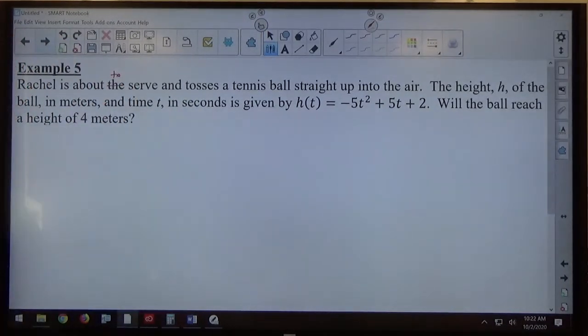Rachel's about to serve and tosses the tennis ball straight up into the air. The height h of the ball in meters and time t in seconds is given by the function h of t equals negative 5t squared plus 5t plus 2. Will the ball reach a height of 4 meters?